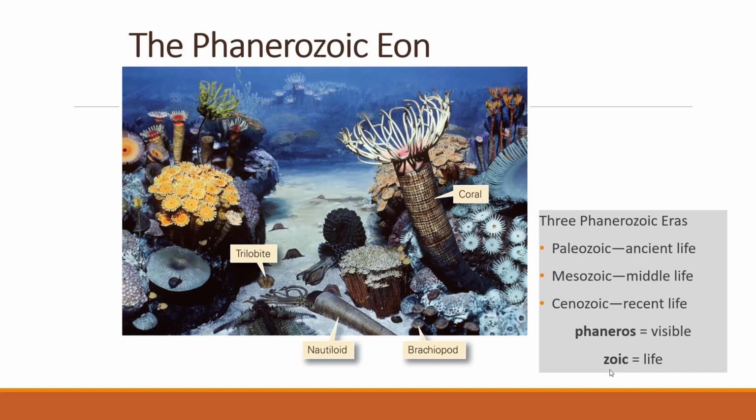It's the most recent, so the Phanerozoic is the most recent 541 million years of Earth's history. It began with the first hard shell organisms, which greatly increased fossil preservation. These hard parts made a more complete archive of past life possible. So this is what the oceans would have looked like in the Cambrian and the Ordovician type periods.